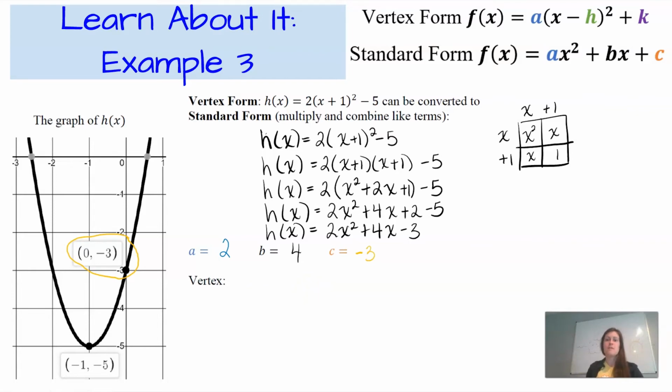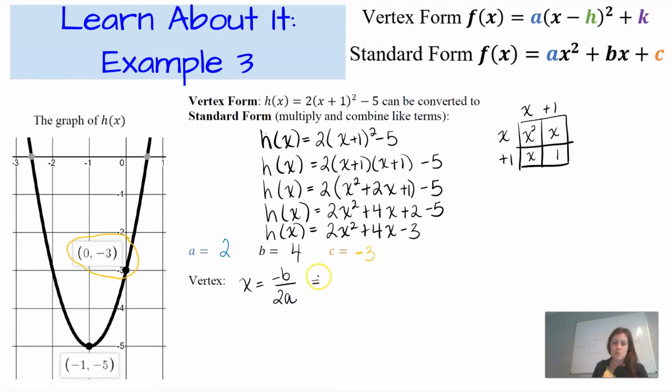So the last thing that we're going to do is take a look at what happens if you're given the equation of a quadratic function in standard form and you want to know the vertex. We don't know yet how to manipulate an equation in standard form to move it back to vertex form, but we do have a formula that can help us. To find the vertex of a quadratic function when it's written in standard form, we're going to use the formula x equals the opposite of b divided by 2a. And that's going to give us the x-coordinate of our vertex.